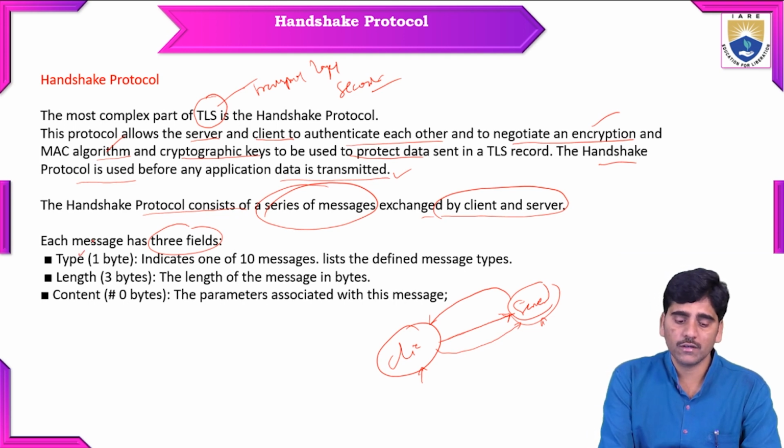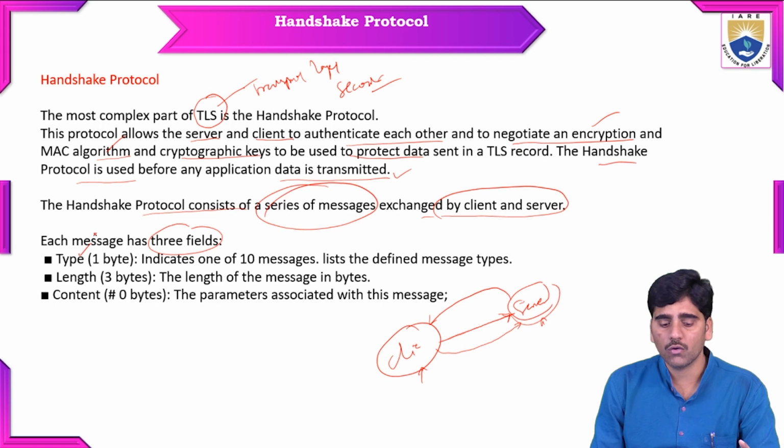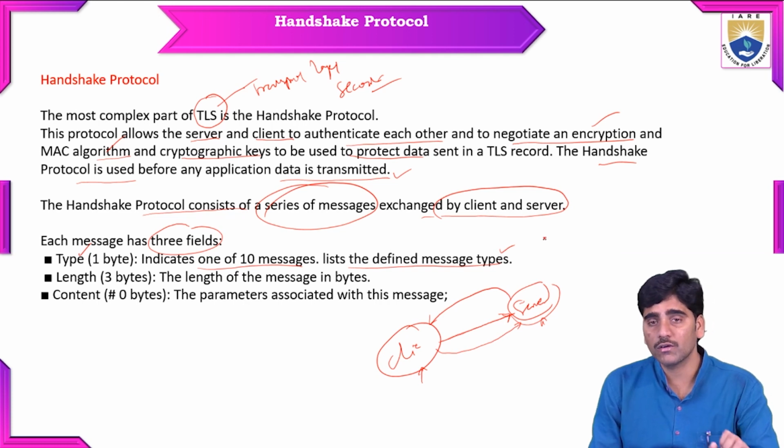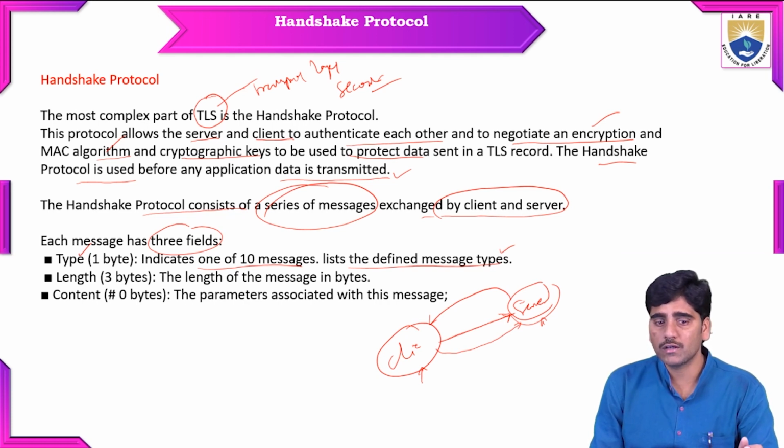So the first one is what? Type, which contains only one byte field, and it indicates one of 10 messages. And it lists the defined message types. So we are listing out all the message types: what type of message you are going to send, what type of message you are going to receive.